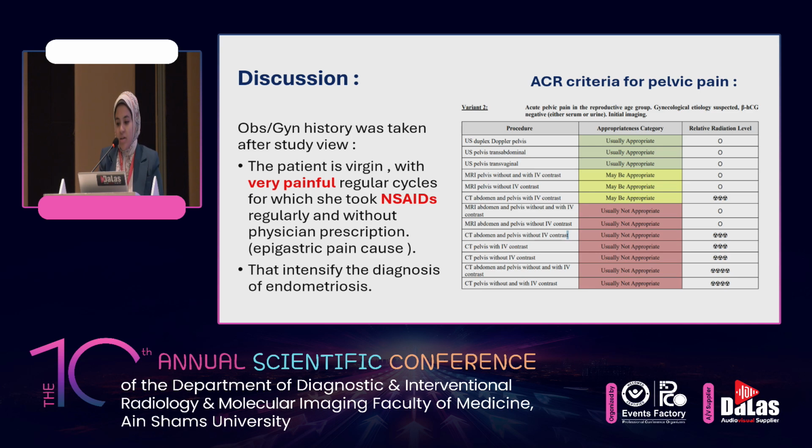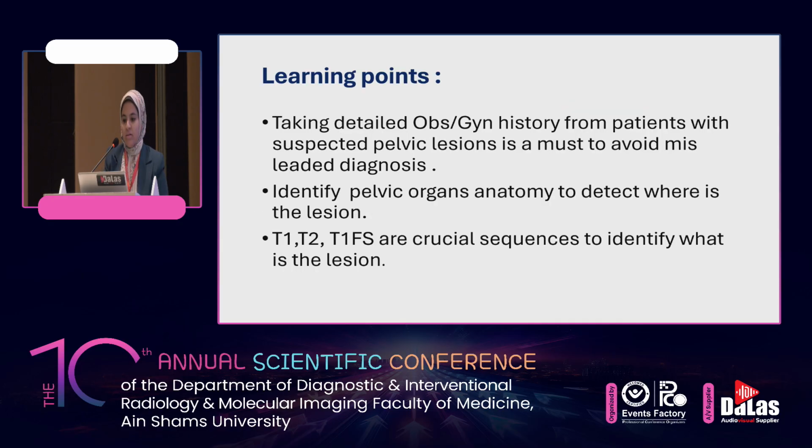And here are the ACR criteria for dealing with pelvic pain, starting with ultrasound, then MR or CT pelvis are recommended. So our learning points: taking a detailed obstetric and gynecological history from a patient with a suspected pelvic lesion is a must to avoid misleading diagnosis. Identify pelvic organ anatomy to detect where the lesion is. T1, T2, and T1 fat suppression are crucial sequences to identify what the lesion is.